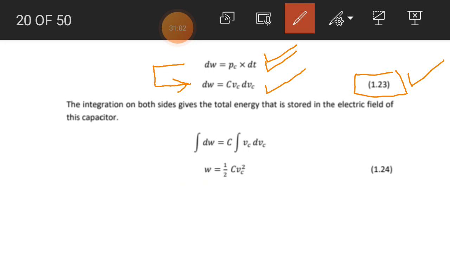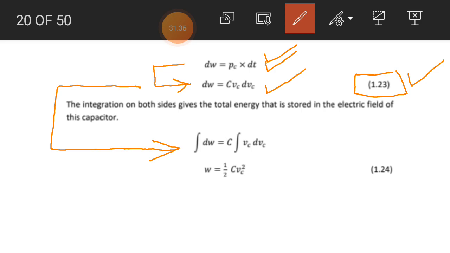We are not interested in the differential energy. Why? Because differential energy is a very small portion of the total energy. So I am not interested in a very small portion of the total energy. I am interested in the total energy of the capacitor. How much energy is taken by the capacitor from the voltage source? So if the differential energy is known, you guys can calculate the total energy with the help of the integration of the differential energy.